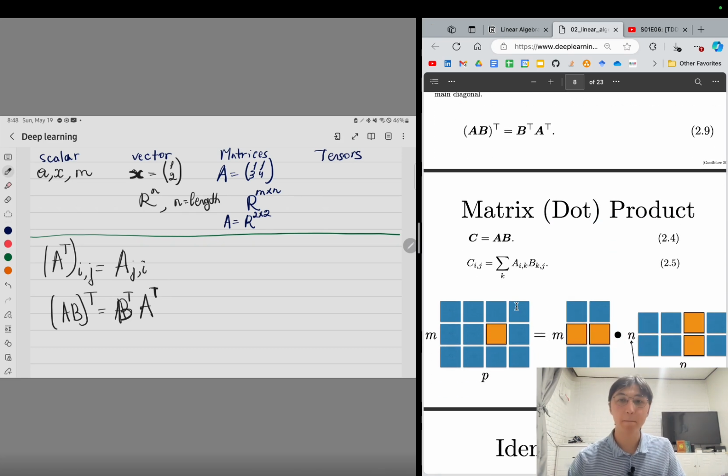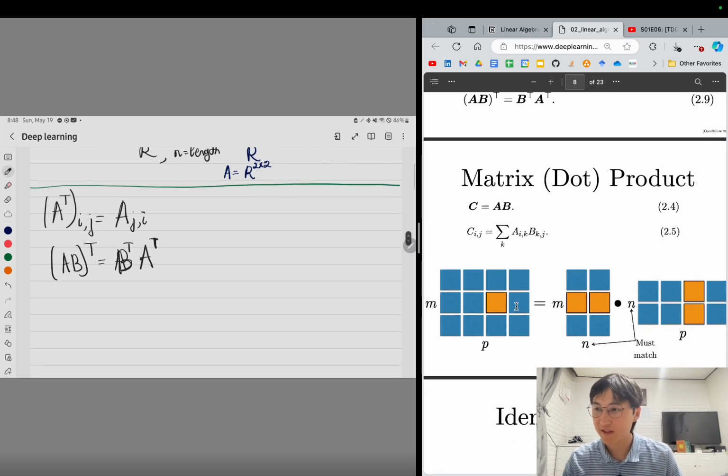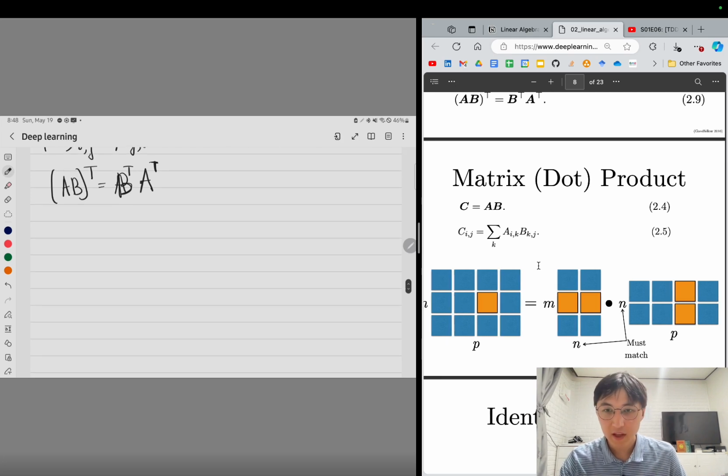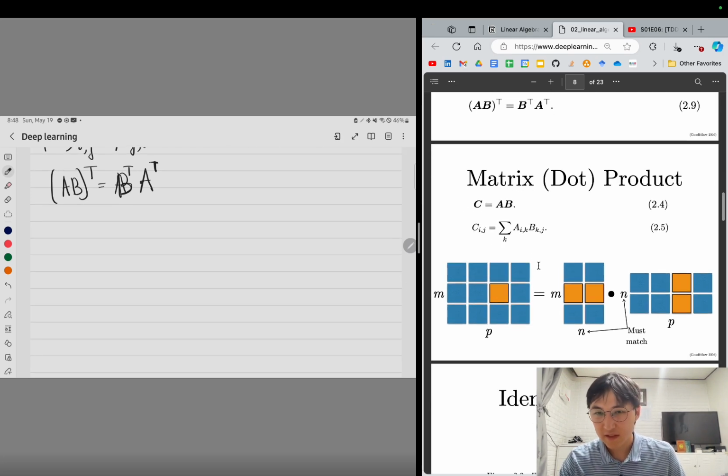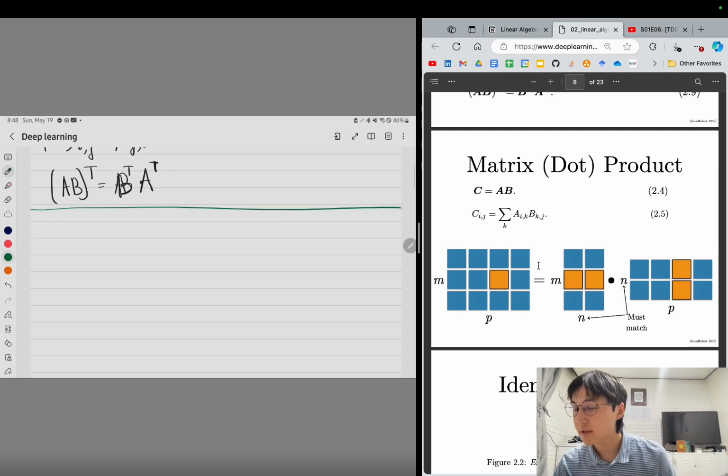So next thing, matrix product. It is very easy, I can say. Let me show you one example. For example, let's first calculate with a matrix and a vector.